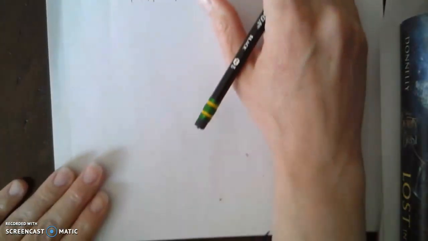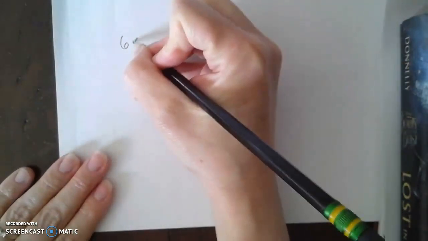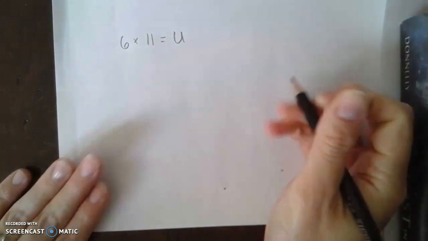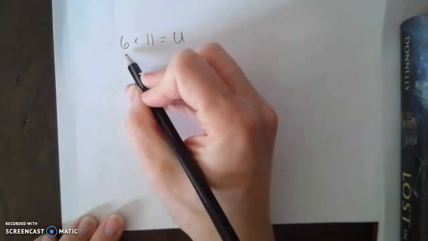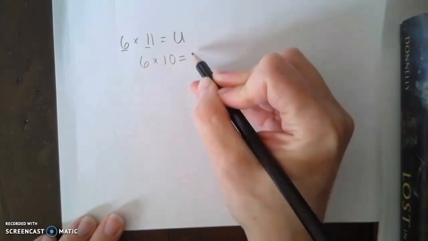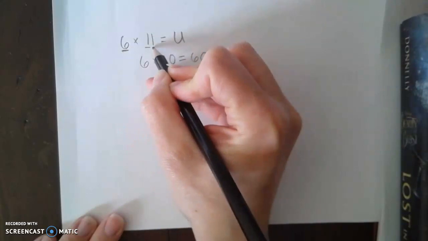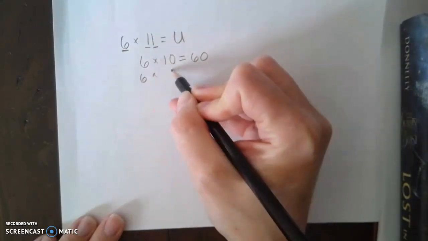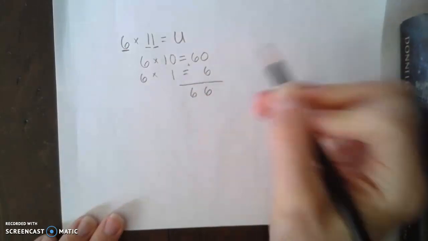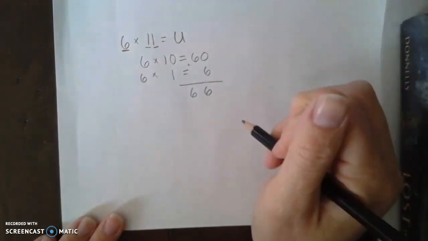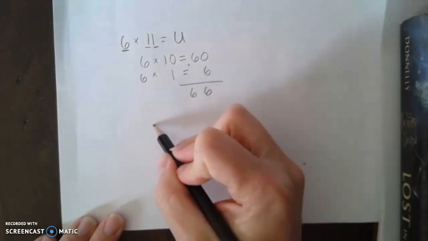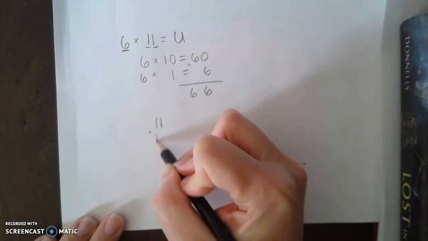I want you to think about 6 times 11 equals, I'm going to use U for unknown. So I could break it down and do 6 times 10 equals 60, and then 6 times your other one, and then add them together, which is 66. You can know your facts, know that they're doubling. Or if I really wanted to, I could add 11 6 times to start getting the hang of it.